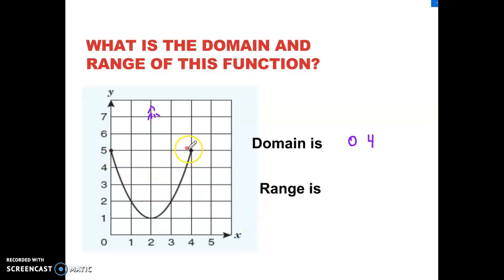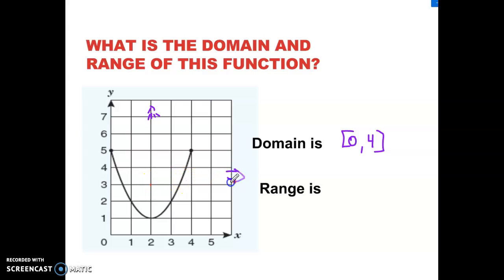And I'm looking at endpoints. They're included, so I'm going to do square brackets. And also, I'm including everybody because it's a nice continuous graph. That means we're not skipping over, we're not having any gaps, so it's working out okay for us to go from 0 to 4.